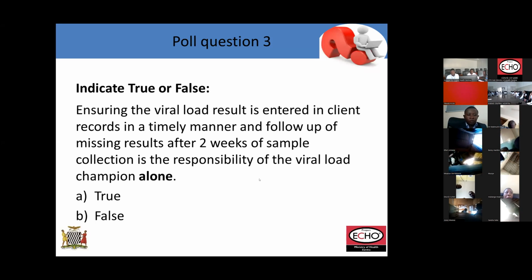There we have it, network. I'll end the poll now and share the results. 90% of the people that participated in the poll thought B, false, was the correct answer, and we had 10% that thought the viral load champion is the one who should do all these roles. So I'll hand over back to Dr. Mwebo to take us through this.